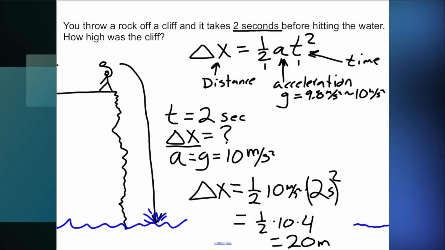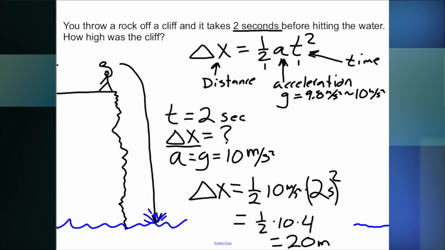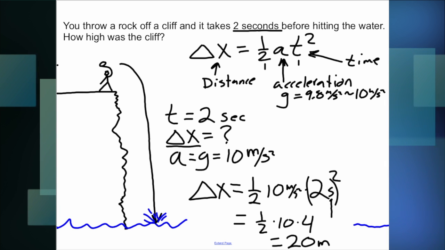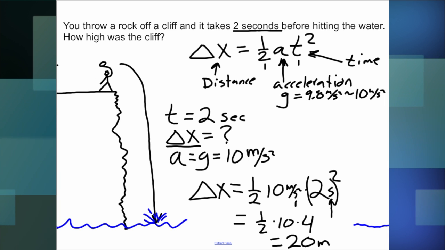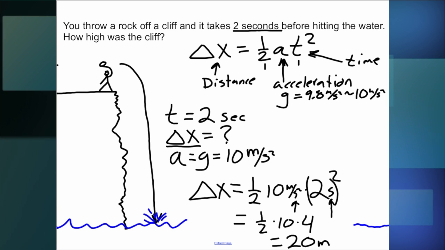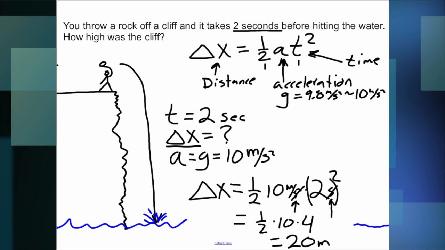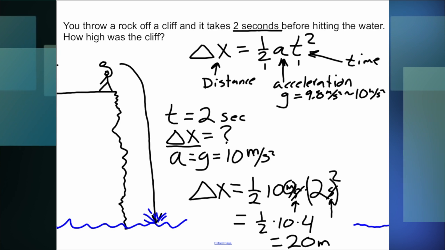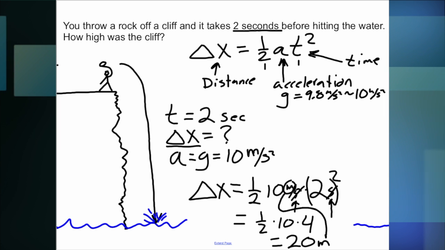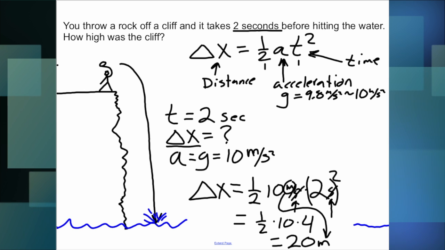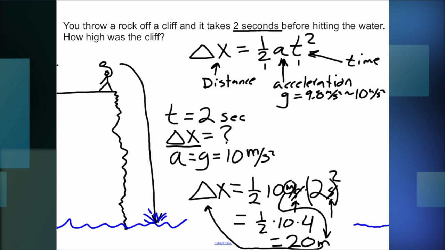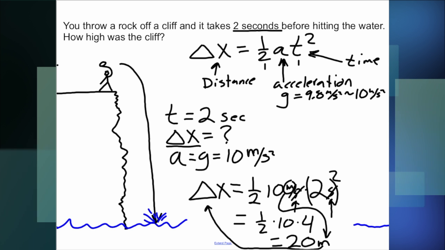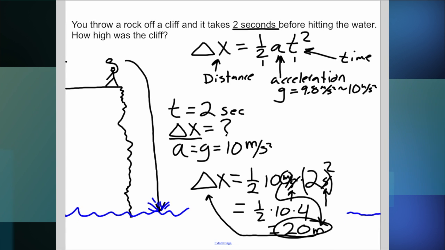Now I got the 20 meters because we have seconds squared right here and we have seconds squared right here. Those two are going to cancel each other out, and I'm going to be left with meters. And so meters is my units. And of course, meters is a unit of distance, which is what we're calculating. So 20 meters, that's our answer.